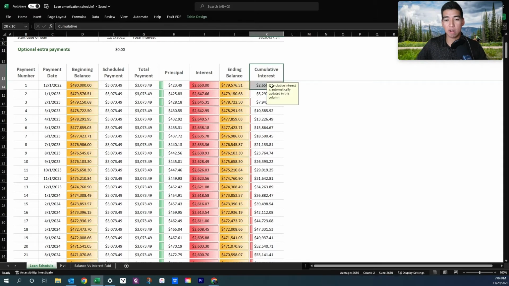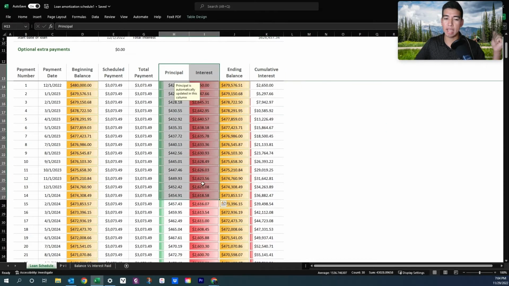And in this last column, I'm also tracking the cumulative interest. It's just adding up all the interest payments that you've been making, and you'll see the red increase, so you know that the cumulative interest is being added on. The main thing I want to focus on here, again, is principal payments increasing and interest payments decreasing.